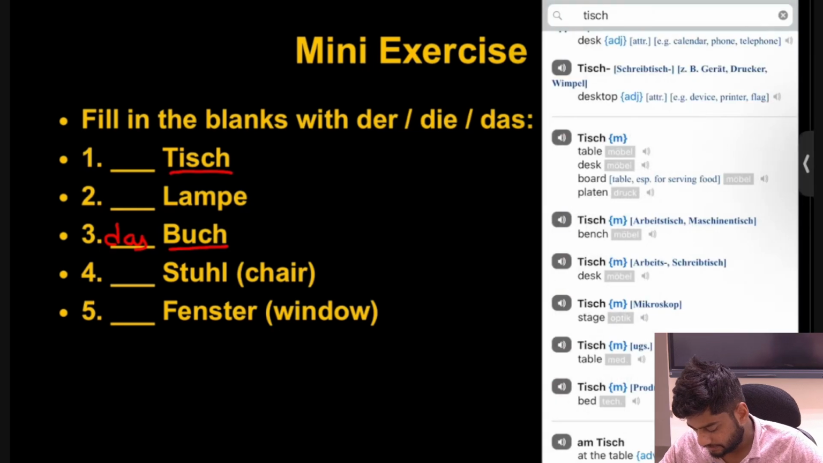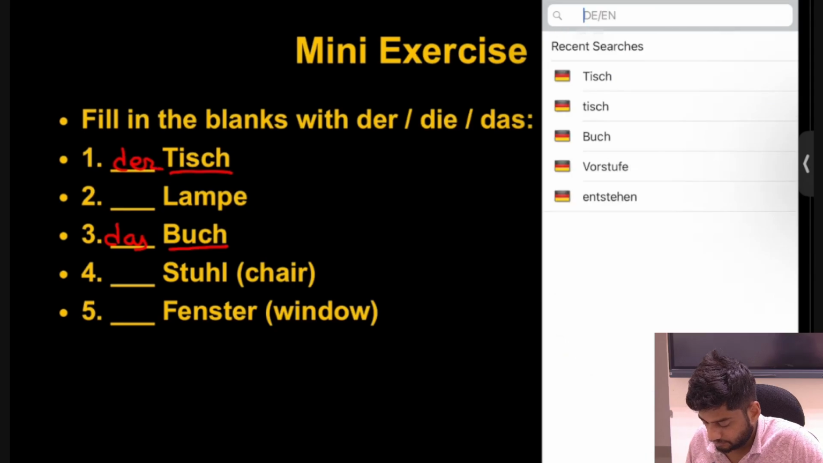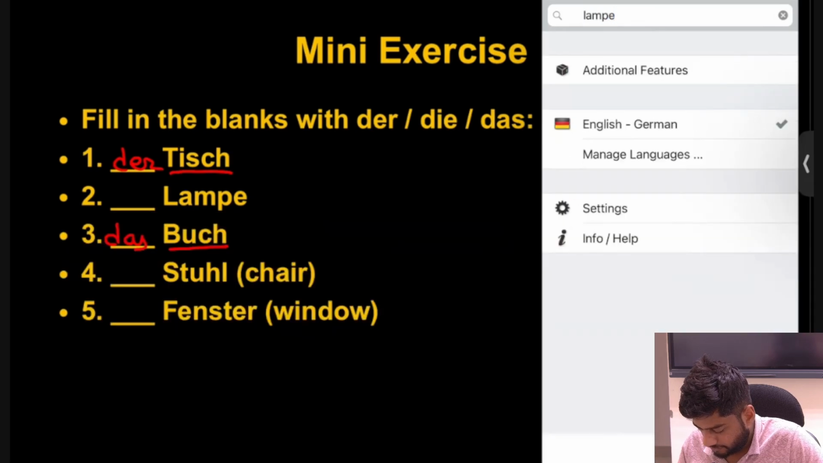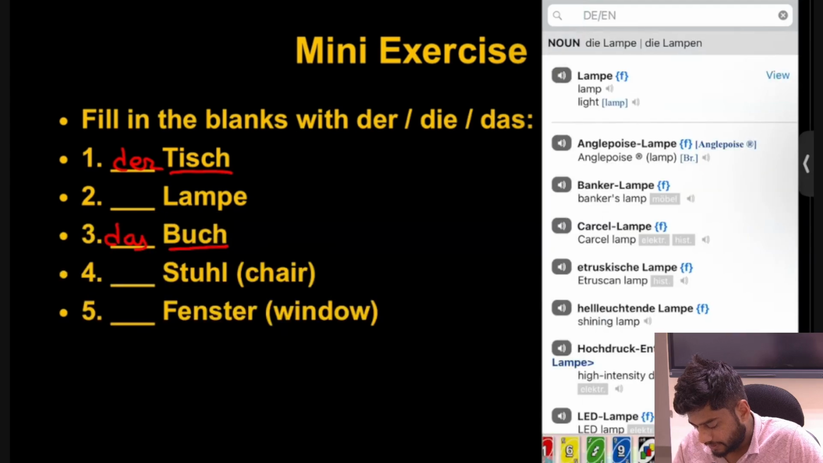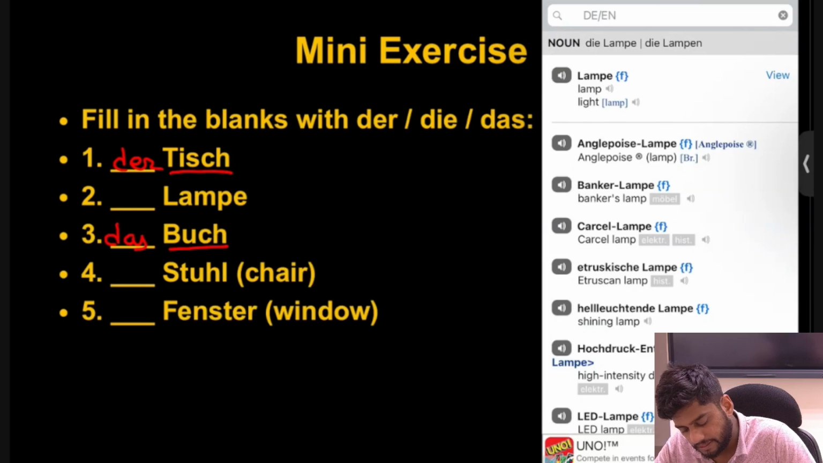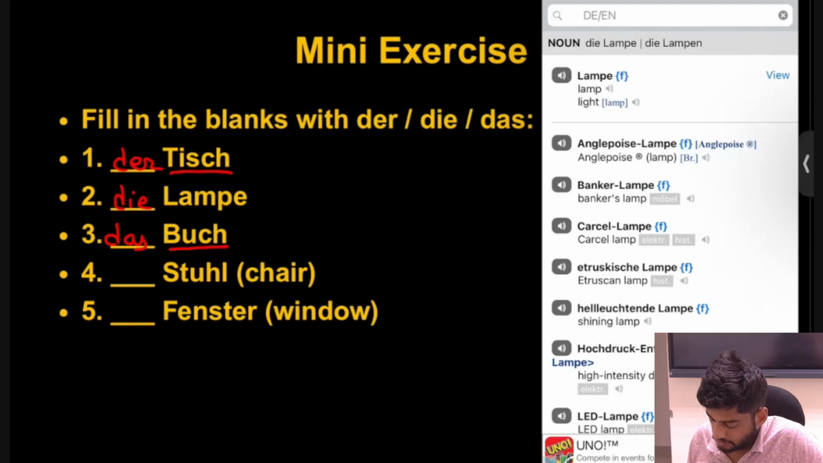Tisch article is M. M equal to der. Der. Okay, guys, next is Lampe. Lampe is feminine. The feminine is die. Feminine is not der, guys, die. Okay, the word is die. Next is Stuhl.